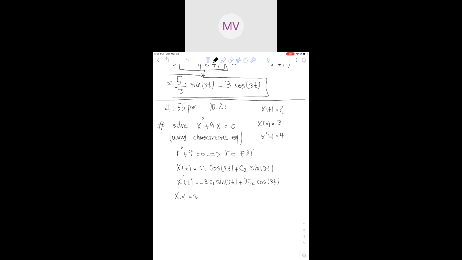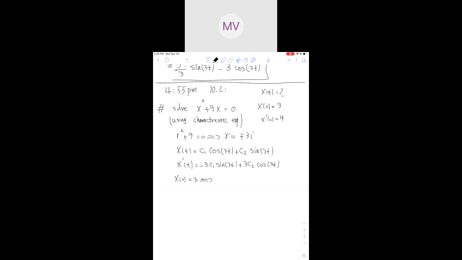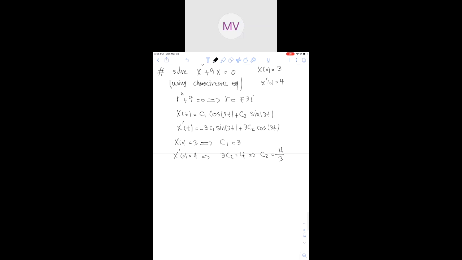If x of 0 equals 3, that means, what? Which one is 0? Sine is 0, so simply c1 is 3. And if x prime of 0 equals 4, that means 3c2 equals 4, so that c2 equals 4/3. And with c1 and c2 already found, eventually we know x of t.